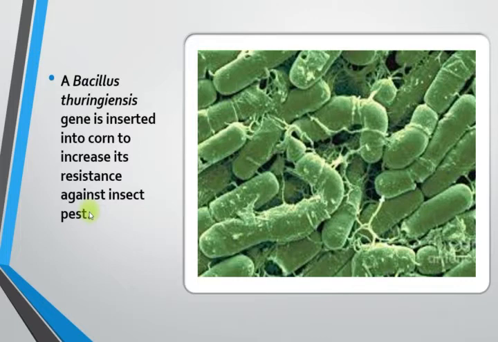The GMF involved here is the corn. So in the corn production, what happened? A gene from the Bacillus thuringiensis is inserted into the corn DNA, and then it will produce the corn that is resistant to the pests.